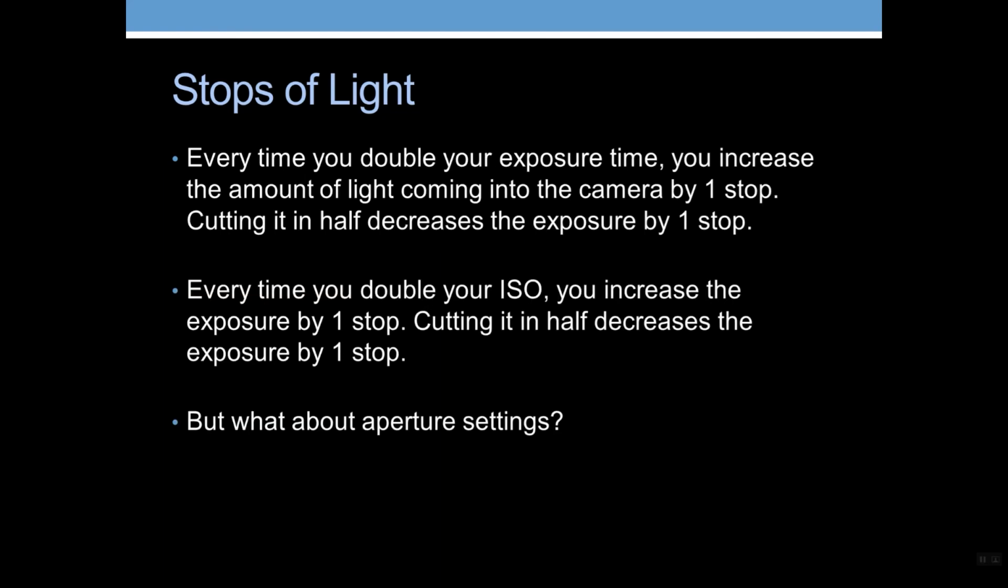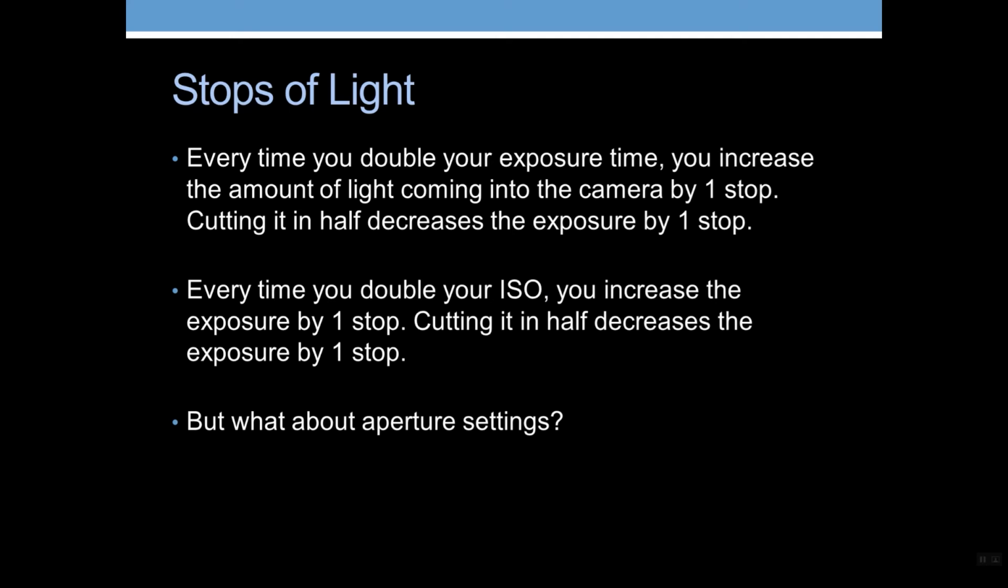So every time you double your exposure time, you increase the amount of light coming into the camera by one stop. Okay, if you can go back to the example of using the light bulb. So in this case, I've gone from one light bulb to two light bulbs. I have doubled my exposure time, doubled the amount of light coming into the camera. I've increased the exposure value by one stop of light. Cutting the exposure time in half decreases the exposure by one stop.